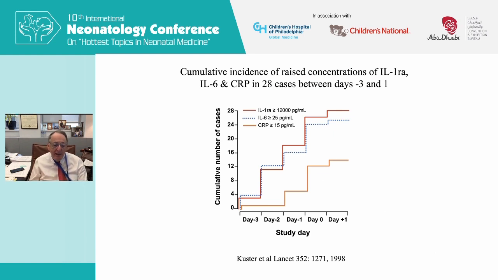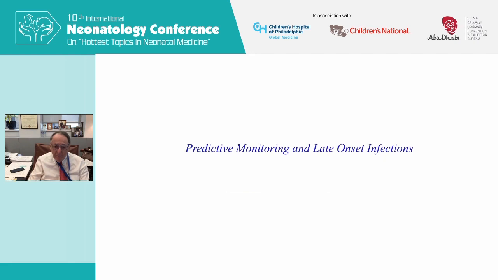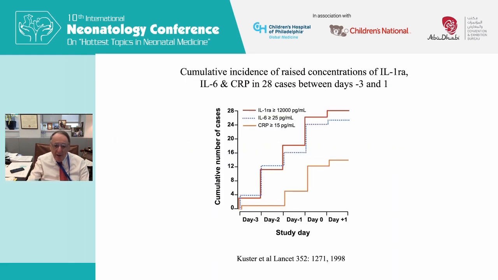And in 1998, Georg Simbruder and Helmut Kuster from Munich did this really neat study where they followed babies sequentially and measured a number of acute phase reactants and cytokines. And on this slide here, in the orange is C-reactive protein, which you see goes up basically on the day of infection or shortly before the day of infection. And then there are two cytokines, interleukin-1 receptor antagonist and IL-6, which rise several days before infection is present.